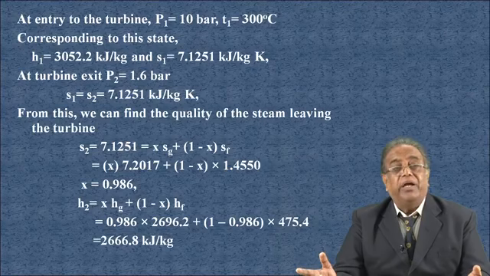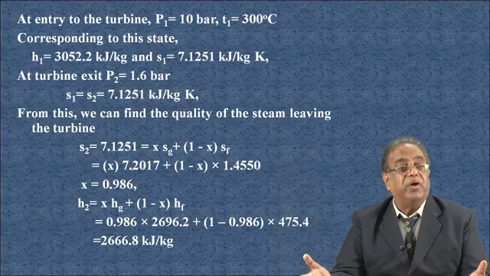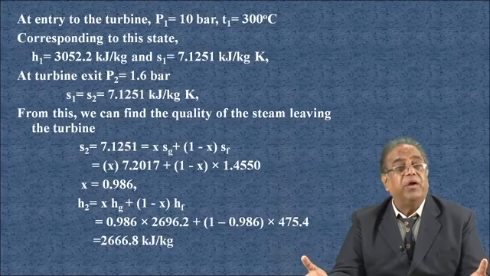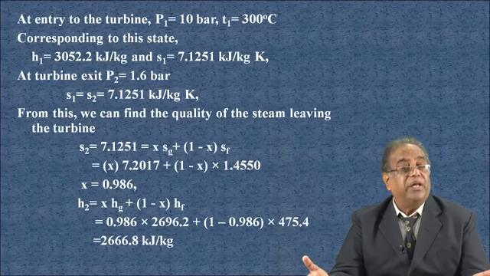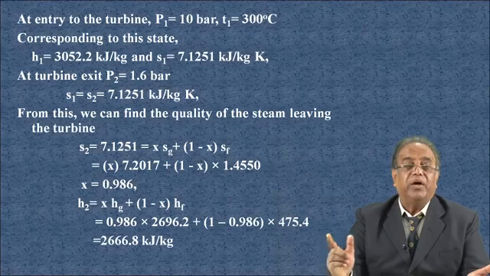0.986. And H2 we can calculate by using the same type of equation, that is equal to X Hg plus within bracket 1 minus X multiplied by Hf. Hg and Hf we can get from the steam table. For the pressure P2, that is 1.6 bar, put the values of X, Hg and Hf, and you can calculate the value of H2, that is enthalpy at point 2, the exit point of the turbine. For this case, it comes out to be 2666.8 kilojoule per kg.